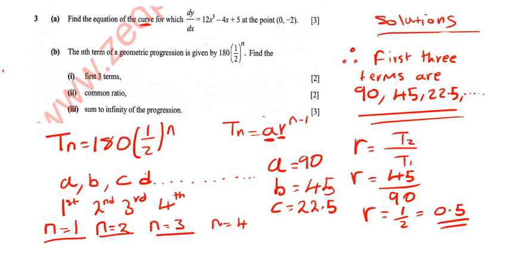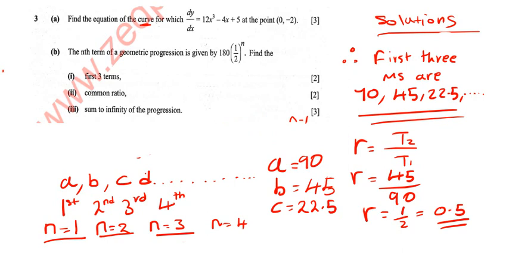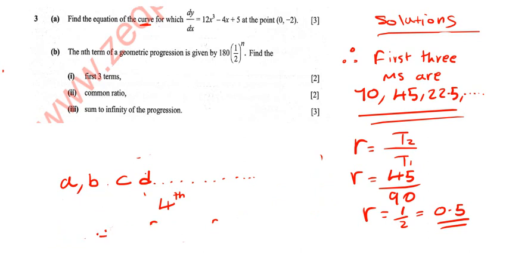So if you just got the first part wrong, therefore even the second part will be very hard for you to find. Now the last question is saying find the sum to infinity. So how do you find the sum to infinity? We know that for the sum to infinity, the common ratio is always less than 1. That's the way it is for this one.